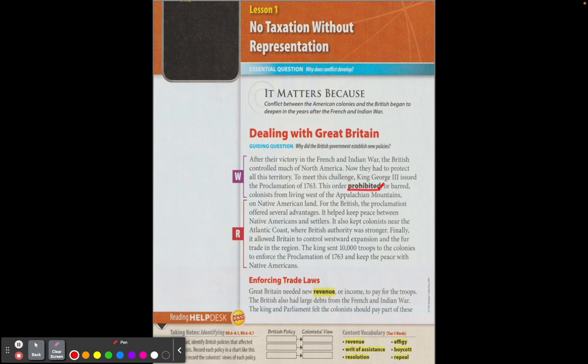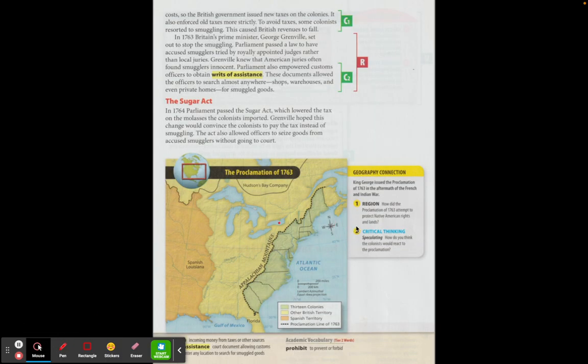So here you have prohibited and you have revenue. Okay, so those are words that are listed here. I believe the prohibited is on the next page there. And let me go back here. And then we continue on from the previous page here. We have writs of assistance, and then we get into what's called the Sugar Act.